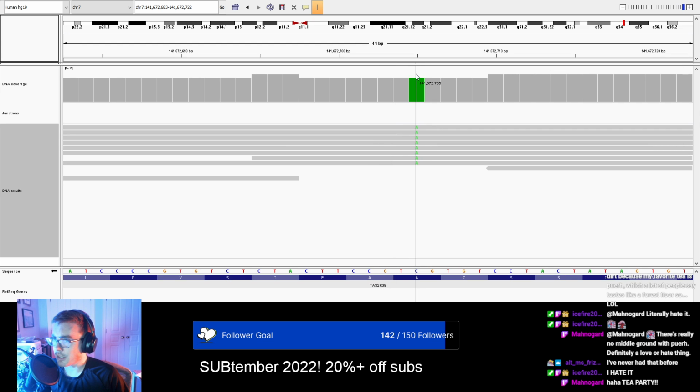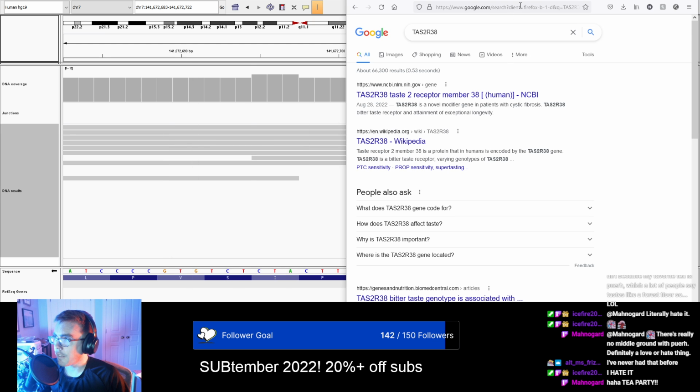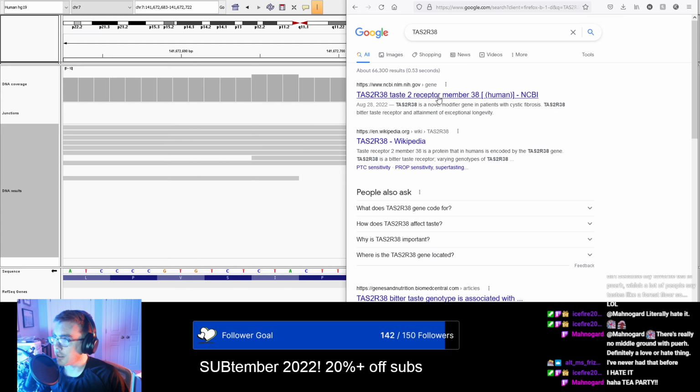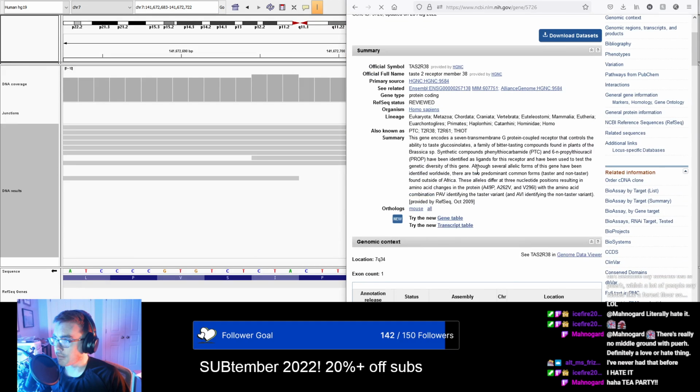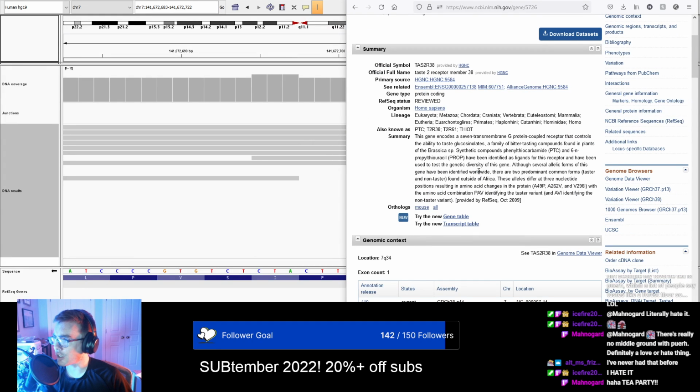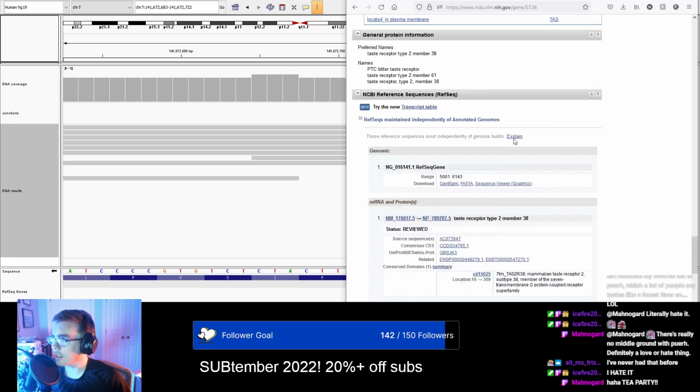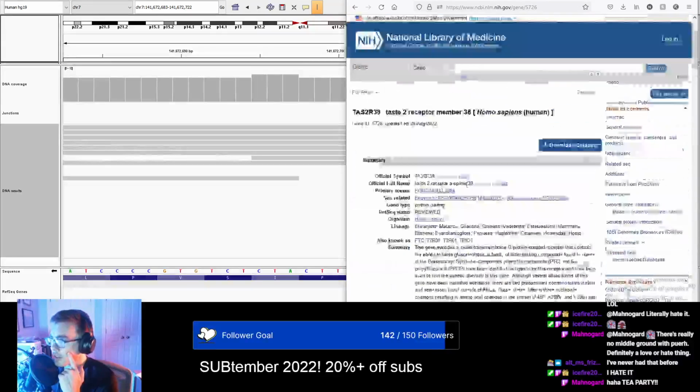Okay, so this one. Which one of these alleles is it? Okay, so it's taste 2 receptor member 38. Wow. Cool. Hold on, I saw a longevity. What? Okay, so let's read about this gene.